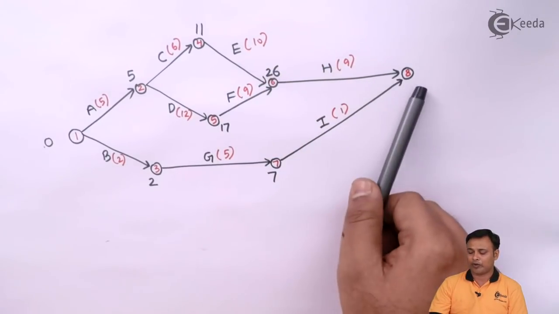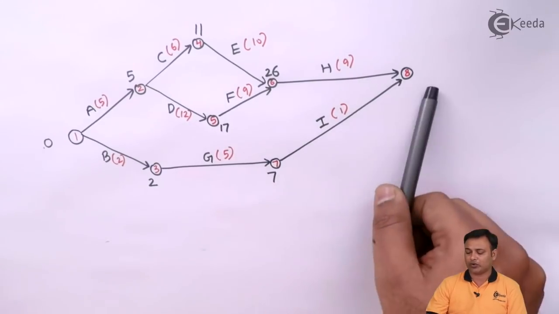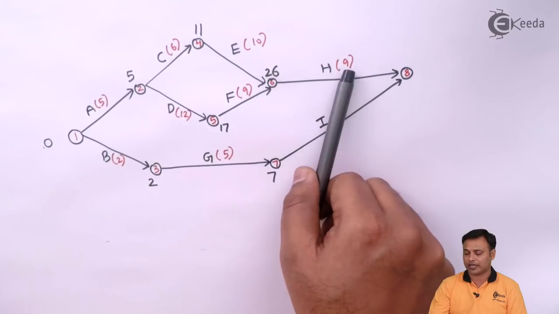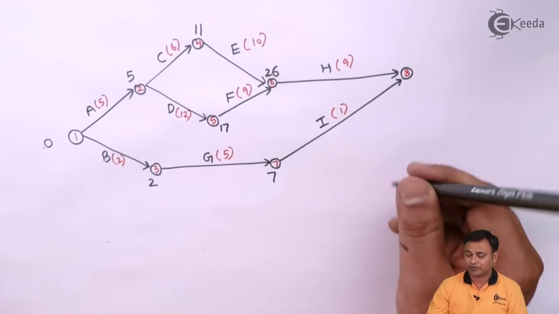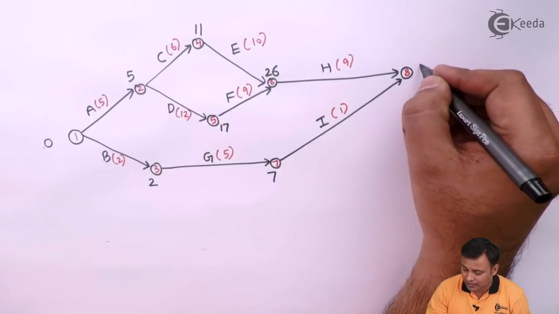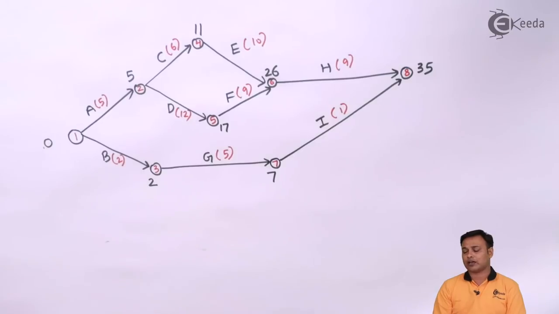And at last, at point number 8, that is the end point, I can reach from 6 to 8 or 7 to 8. 6 to 8, it will be 26 plus 9, 35. And 7 to 8, it will be 7 plus 1, 8. Whichever is higher comes to 35. So this was the forward calculations.